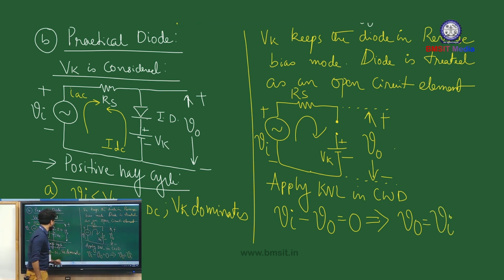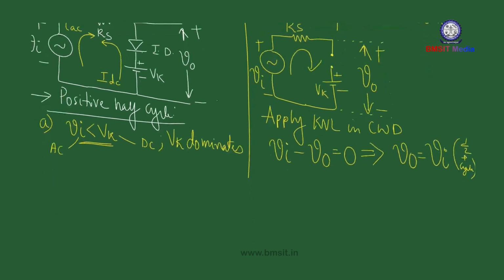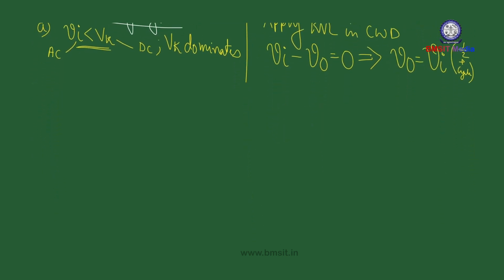And what is Vi? Vi is the positive half cycle. So during this instant when your input is less than Vk, you will get output equal to Vi, which is nothing but the positive half. Fine. So case A is dealt with. Now let us look at case B. What will happen when your input starts to dominate the barrier potential Vk?